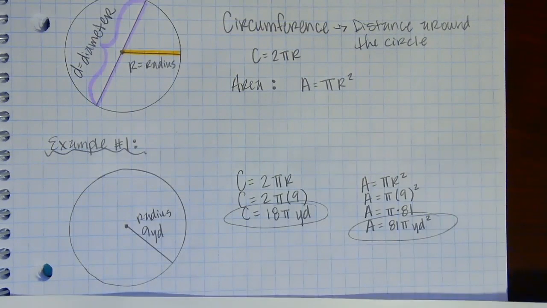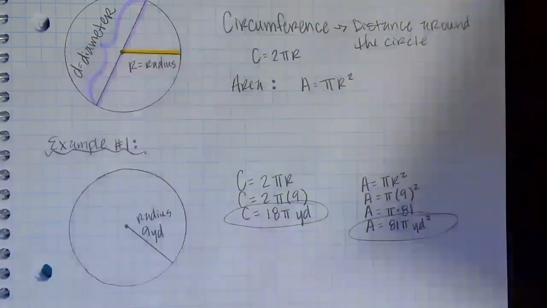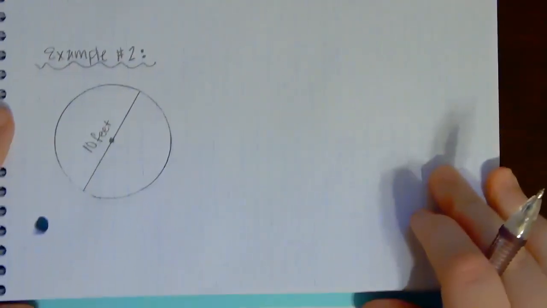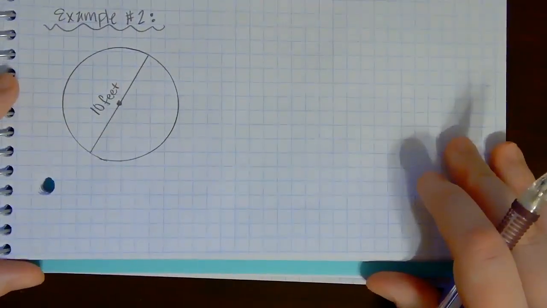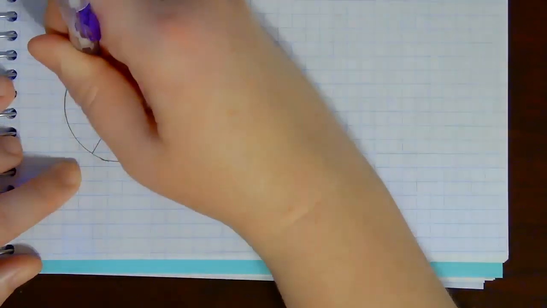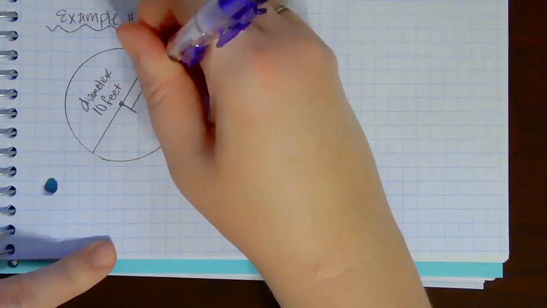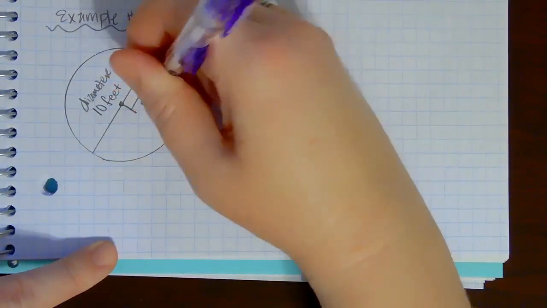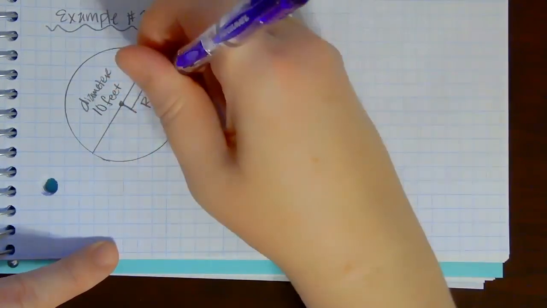Okay, let's look at one more example just to make sure that we don't have any questions. Notice again with this one, first we have to figure out what they're giving us, and notice that in this case they're giving us the diameter. This is the diameter, it's all the way across. So the first thing I need to do is figure out what the radius is. The radius is only this distance, which is going to be half, right? So then the radius would be 5. So that's what I'm using.